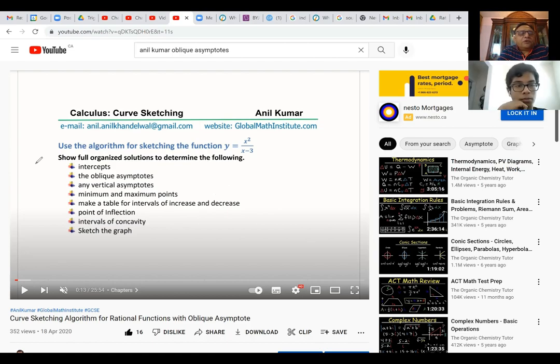So the algorithm to follow is: find the intercepts, that means x and y intercepts. Find the oblique asymptote, in this case, because the numerator is 1 degree higher. Any vertical asymptotes, x equals 3, yes. Maximum and minimum points we'll get by analyzing the first derivative, right? Make a table of intervals for finding increasing and decreasing levels, point of inflection, intervals of concavity, and once you have all this information, you can sketch the graph, correct?